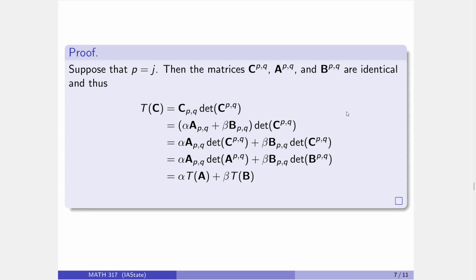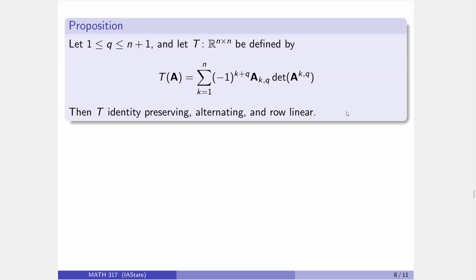Alright, there we go. So we have now proven that deleting the row and the column and multiplying by the entry grabs us the row linearity. Now we just need to throw in the plus and minus thing that we know, and that will give us the alternating and the identity preserving, and we're going to be very happy about this.